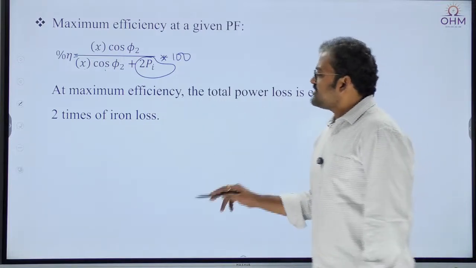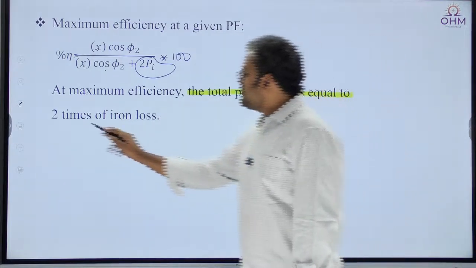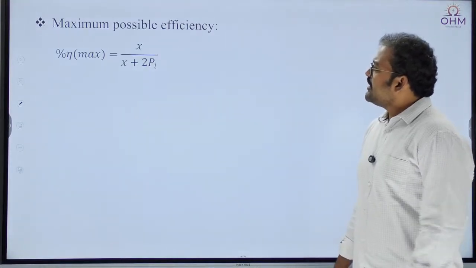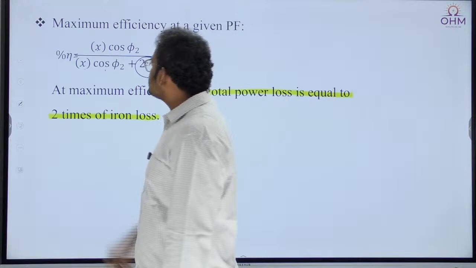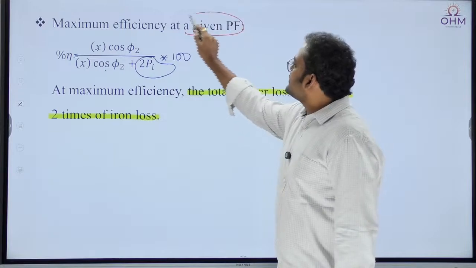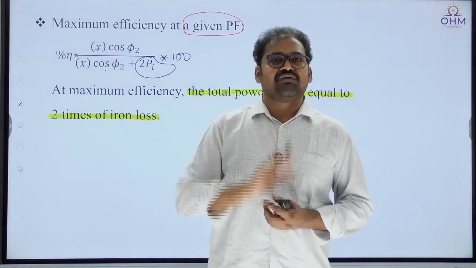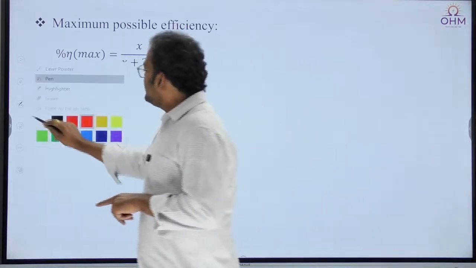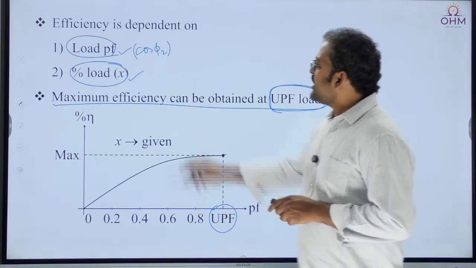Okay, so this is the point I mentioned very clearly. At maximum efficiency, the total power loss is equal to 2 times the iron loss. Clear? Now this is the maximum possible efficiency, guys. What is the difference between maximum efficiency and maximum possible efficiency? This is the maximum efficiency at a given power factor. Suppose I ask you, find out maximum efficiency at 0.8 power factor. This is the formula. But if I ask you to find out the maximum possible efficiency, then this is the formula.